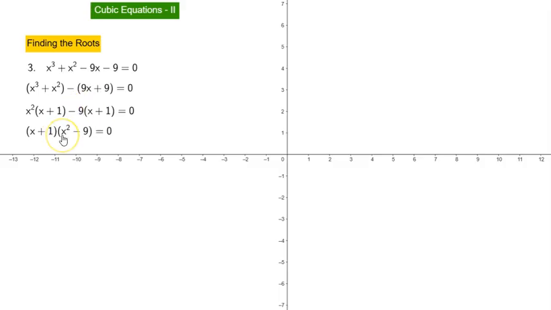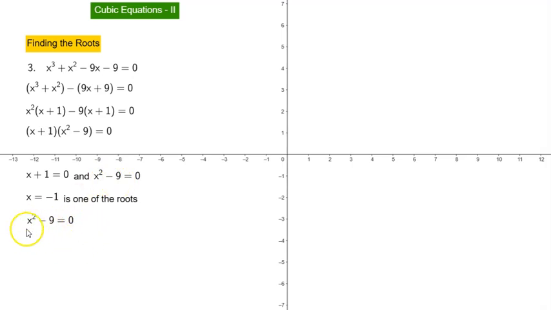Now x plus 1 is common to both of them. So we take it out. So we have x plus 1 times x square minus 9 is equal to 0. So x plus 1 is equal to 0 and x square minus 9 equal to 0. And x is equal to minus 1 is one of the roots. Now what about x square minus 9 equal to 0?